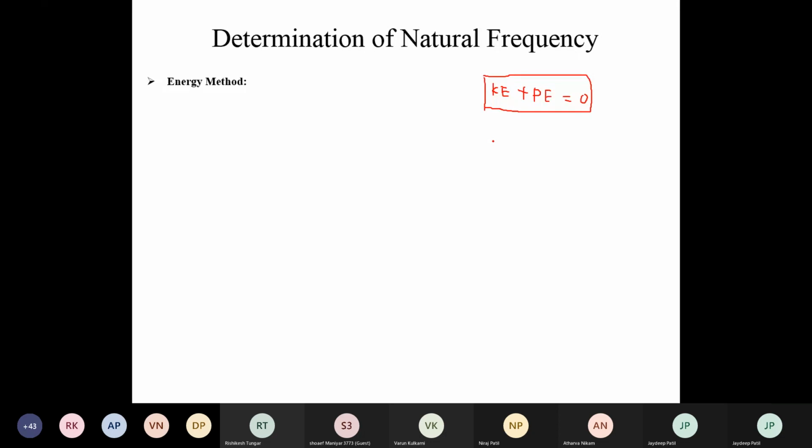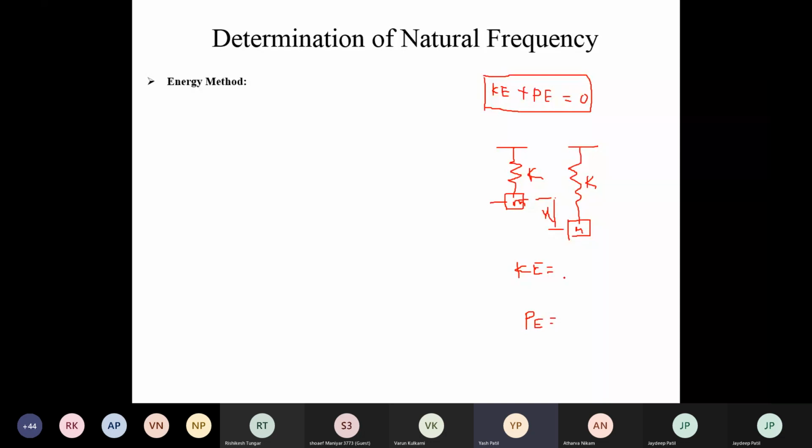Now you have to consider the spring mass system again. This deflection is your x. k is the spring stiffness, and here is the mass. Anyone tell me the formula for the kinetic energy and the potential energy of this vibrating system?